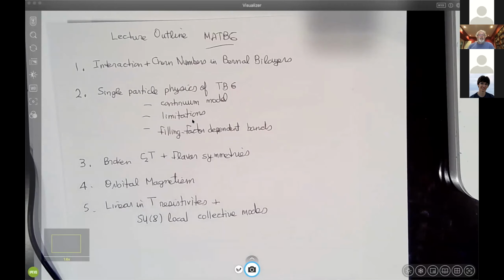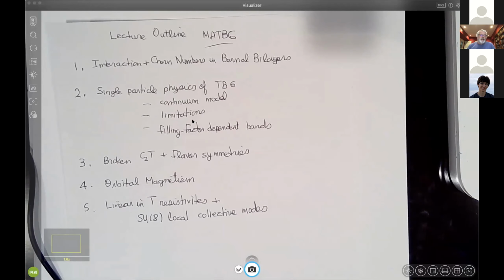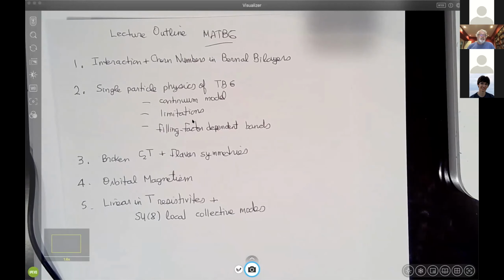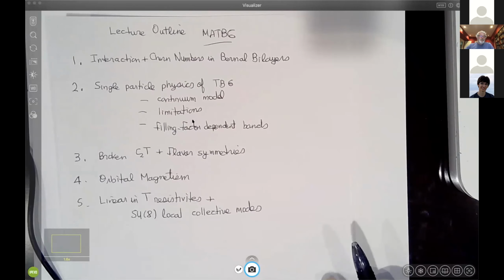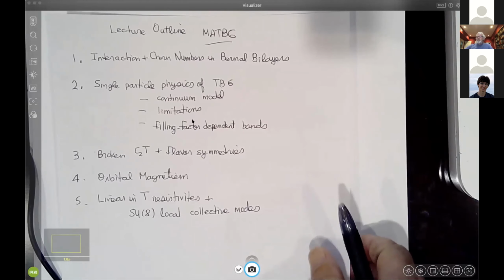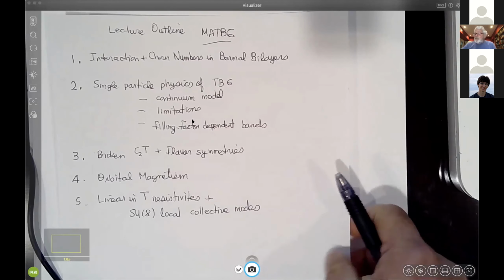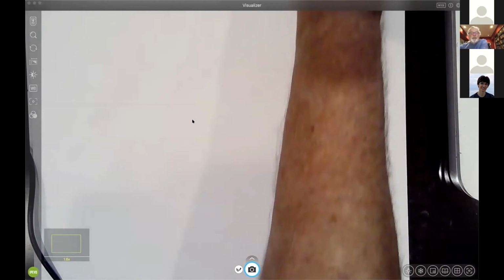Then I'm going to talk a little bit about broken symmetries, which are very clearly all over the place in these systems, and a little bit about two of the very interesting properties. One is orbital magnetism and Chern insulator states that occur in these systems. I'm going to connect that a little bit to linear in T resistivities, a seemingly non-Fermi liquid behavior, which is commonly observed.